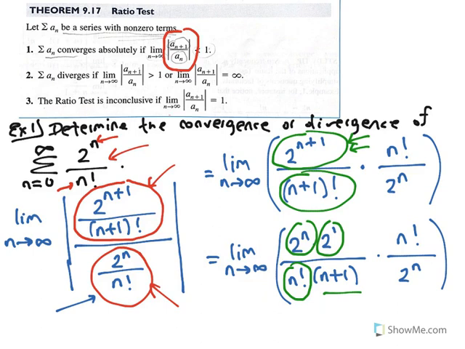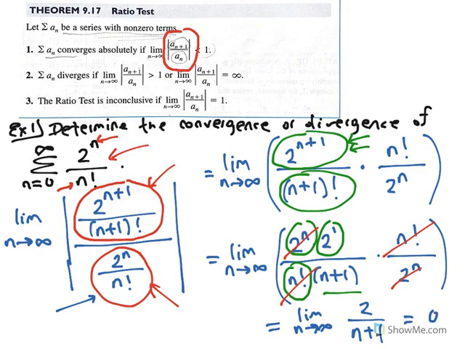So doing that, we're now able to cancel the common factors of n factorial and 2 to the n. So what does that leave us? It leaves us with this. The limit as n approaches infinity of 2 over n plus 1. And as n goes to infinity, 2 over n plus 1 will go to 0.